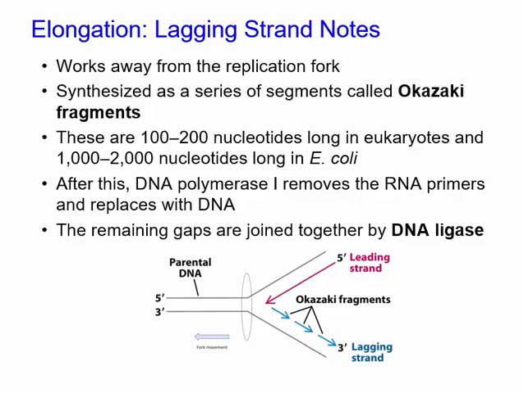So a few additional details on the lagging strand. Again, it's working away from the replication fork. Those bits that are being synthesized are called Okazaki fragments, and the length of those varies depending on the species. In eukaryotes, they're smaller chunks, about 100 to 200 nucleotides long. In prokaryotes, like E. coli, you can get longer stretches before it has to make a new Okazaki fragment. And then again, DNA polymerase 1 fills in those RNA primers, and DNA ligase seals things up.